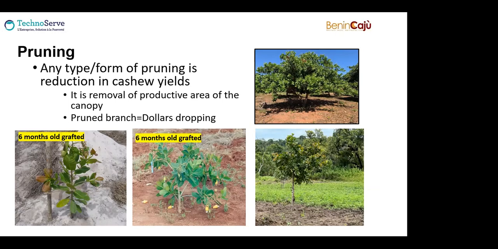As you can see below, the 6 months old on the left-hand side, the 6 months old grafted seedling has already started producing. And if you remove all those branches, even in year one and year two, you are already losing your crop. When you look on the right hand side, on the top, there is a tree which has been properly pruned. And below, there is a tree which has been over pruned. And this is almost the case on most farms.